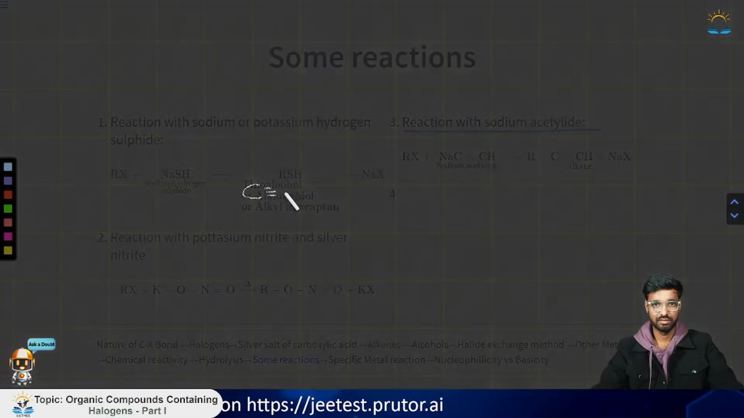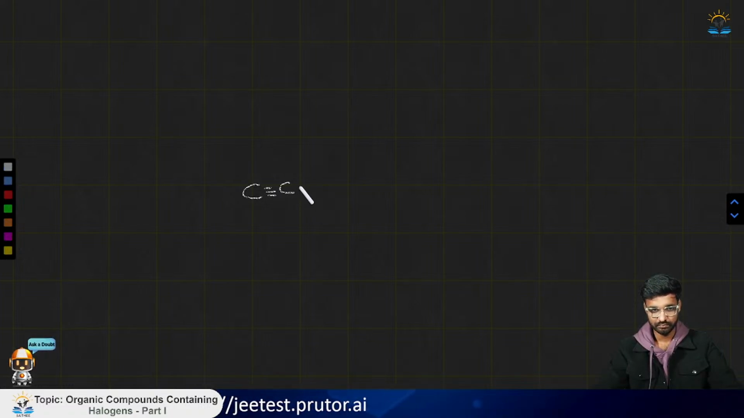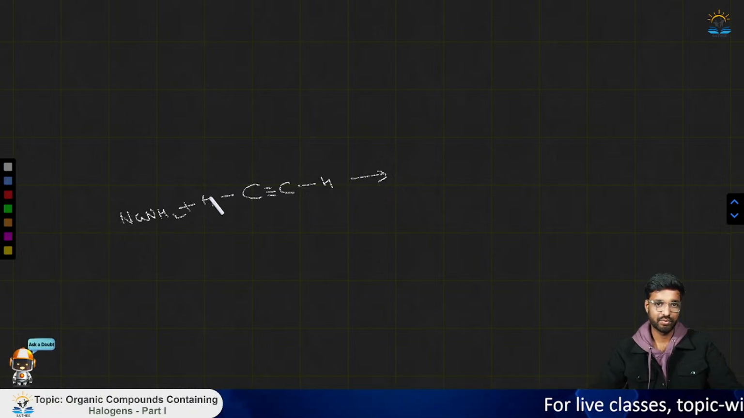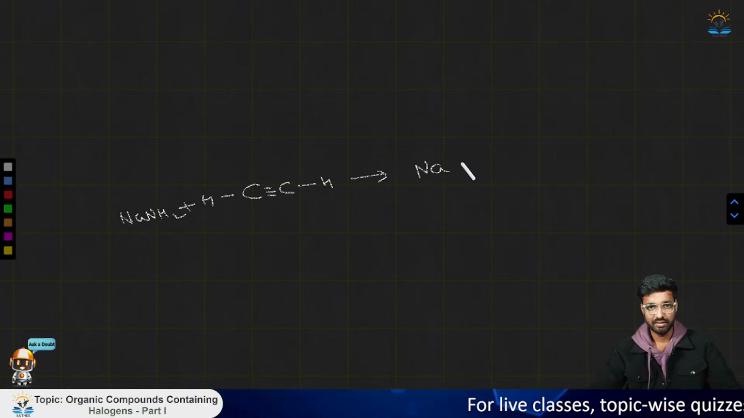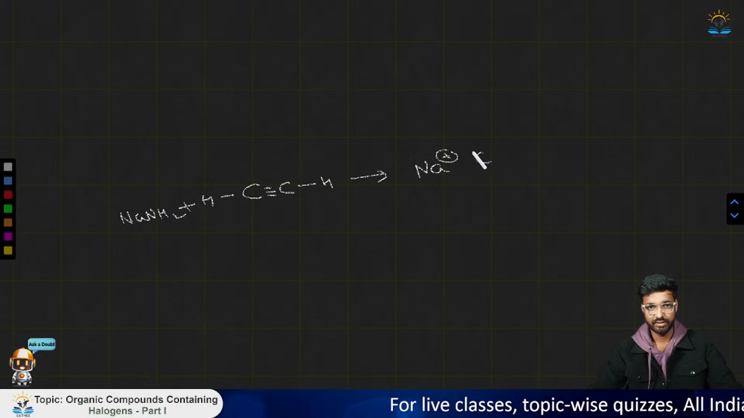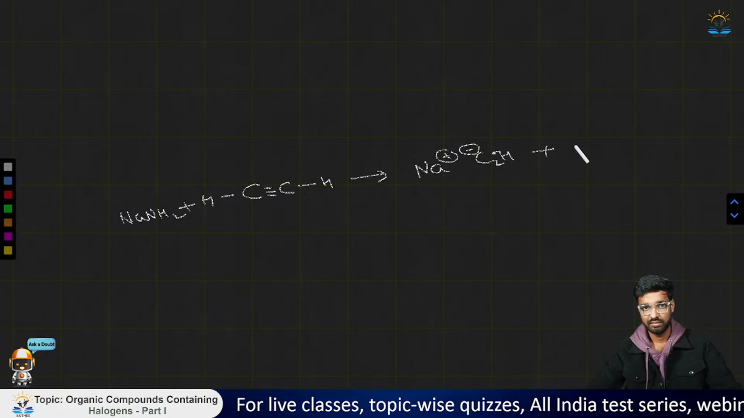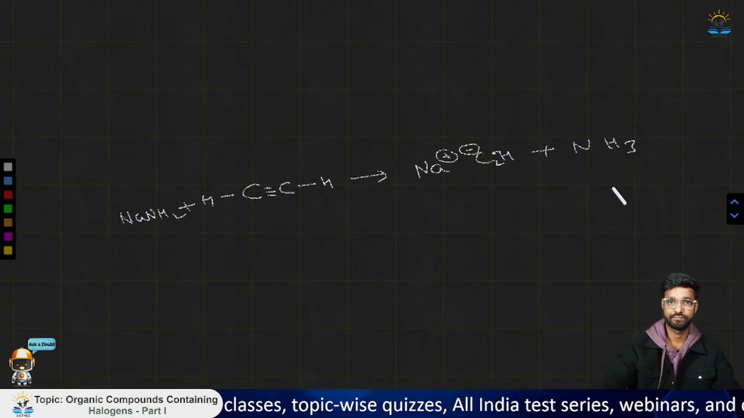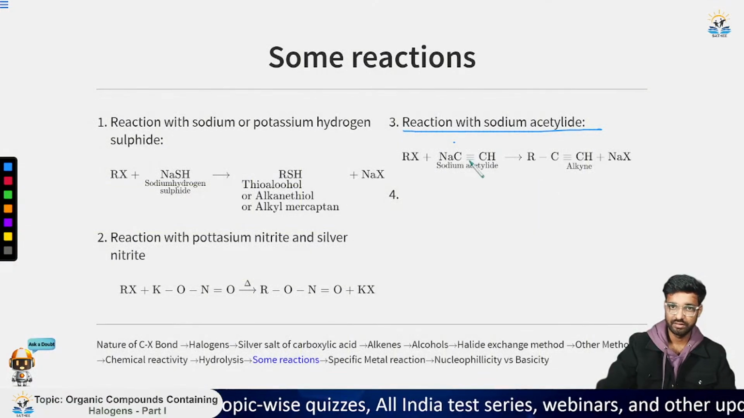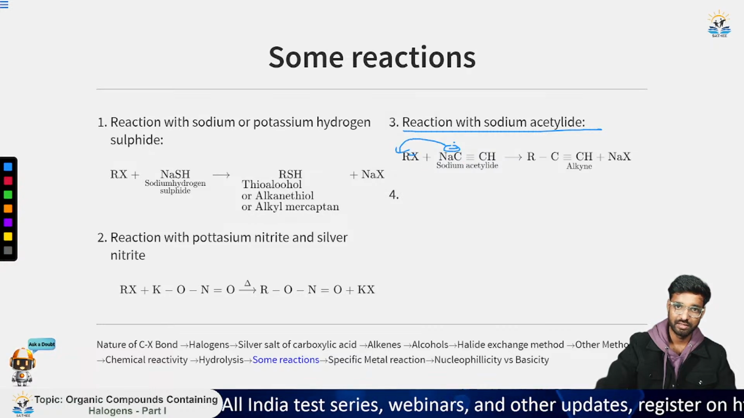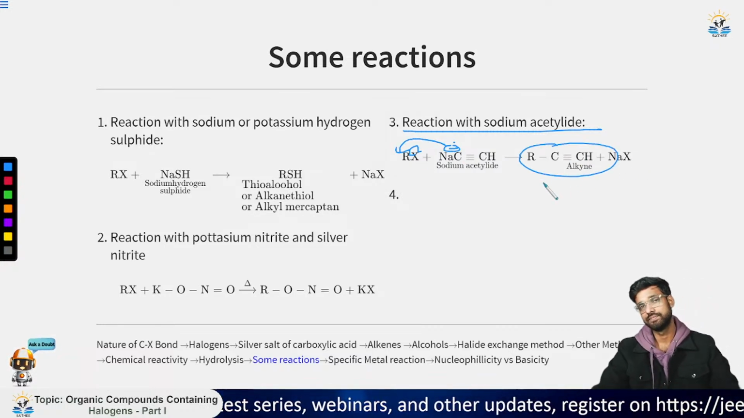Suppose that we have an alkyne like this. We simply react it with NaNH2, which is a strong base. It will extract a proton from this alkyne, and we will get Na plus, C2H minus, plus NH3. This C2H minus that is formed here will act as a nucleophile. It will attack this R and X will leave, and we will get this alkyne here.